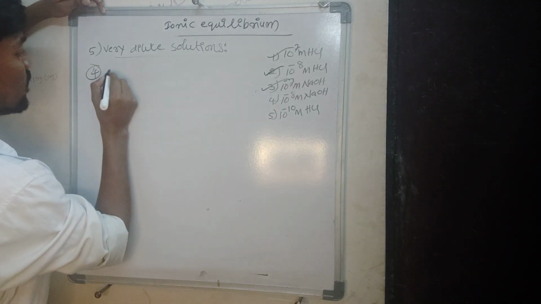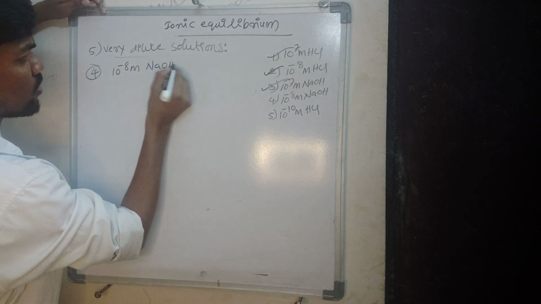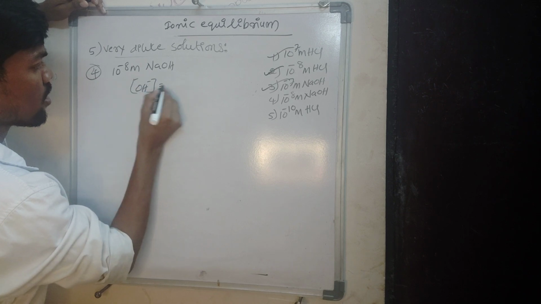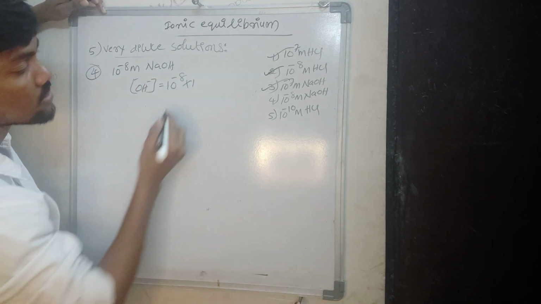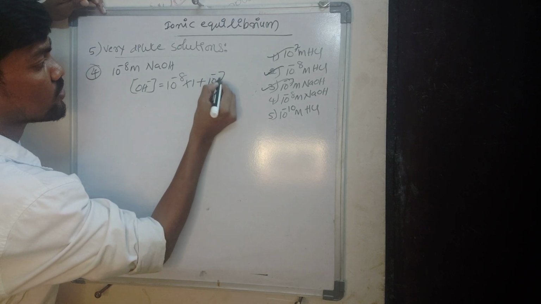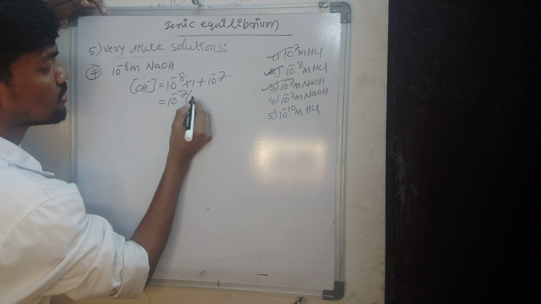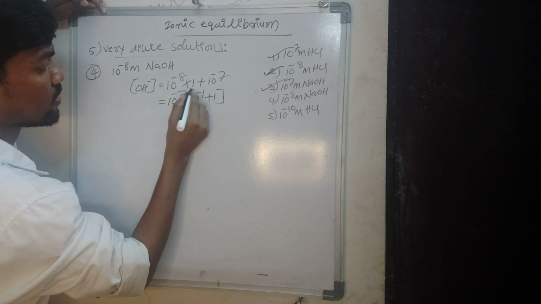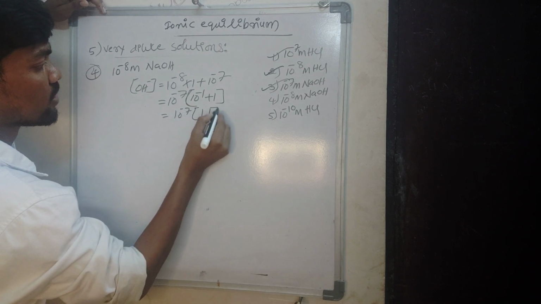What is that? 10 power minus 8 M NaOH. So it is your OH concentration. How can you find out? 10 power minus 8 into 1, which means 1 valency factor. Along with it, we have to add 10 power minus 7 from water. How can you find that? 10 power minus 7, plus 10 power minus 8, here also same 1.1.